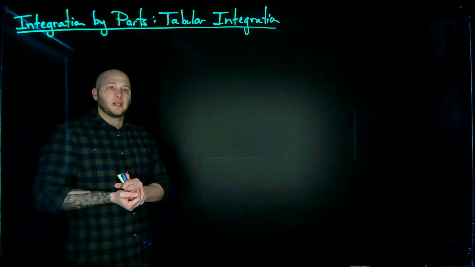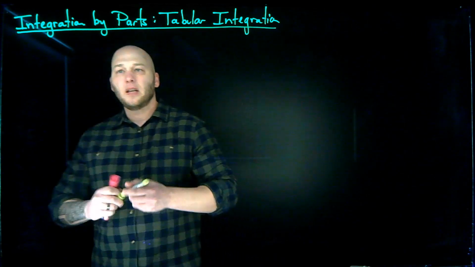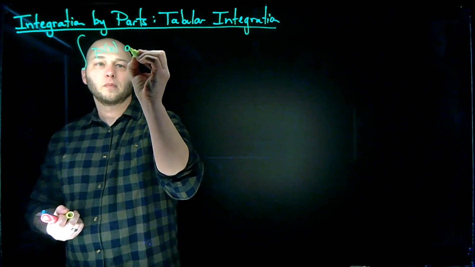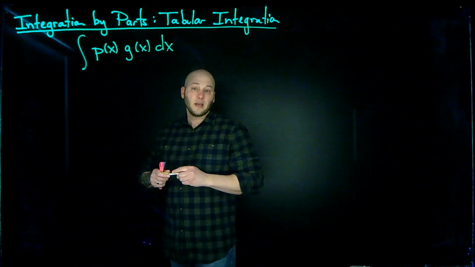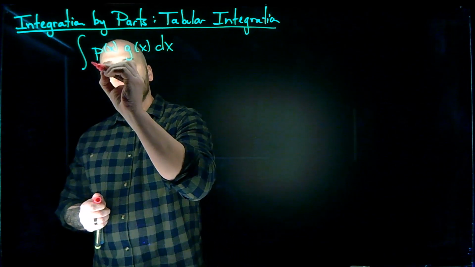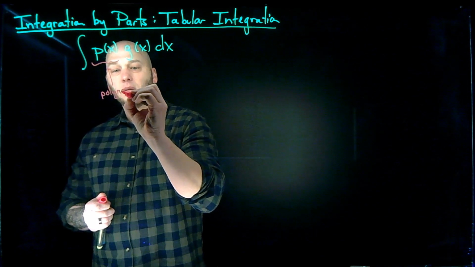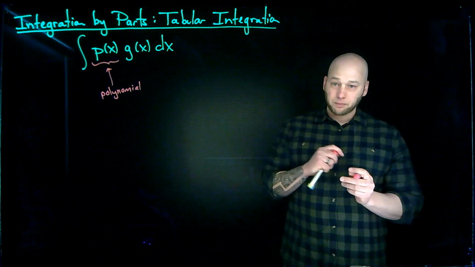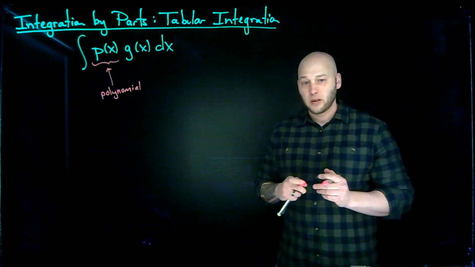I'm going to talk about the tabular integration version for integration by parts. And the idea is that if I have an integral that looks like this, so I've got an integral of a product, then integration by parts might be applicable. And if this p of x, this first factor, happens to be a polynomial, then not only is integration by parts possibly applicable, but also tabular integration might be the way to do it.